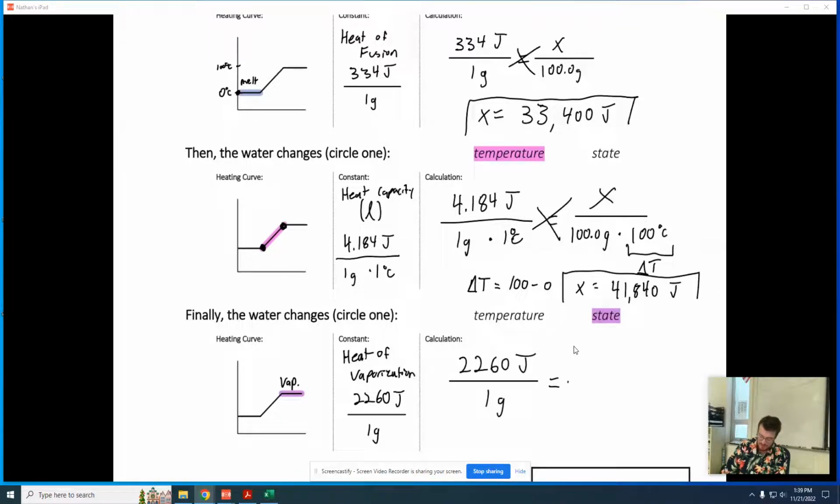So if we look here, again, it takes 2,260 joules of energy to vaporize exactly 1 gram. On the other side of our proportion, we do not know how much energy we have, but we do know that we are vaporizing 100.0 grams. So again, we can set up our proportion. We've got our x. We just need to cross multiply to solve, and we'd see that x equals 226,000 joules of energy.